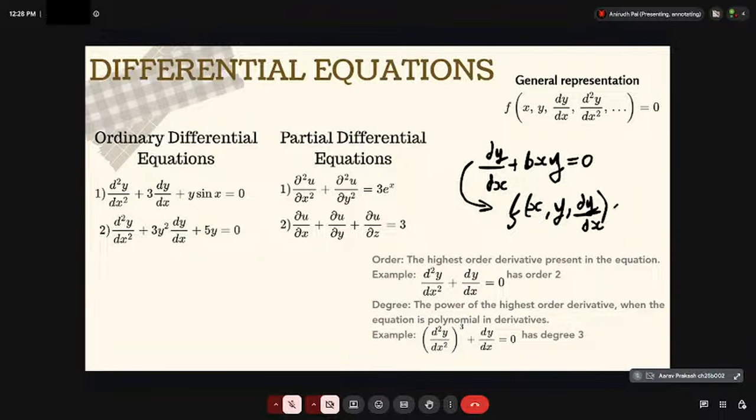And here, y can be the independent variable or x can be the independent variable. It can be anything. Generally, this is a way of writing a differential equation. And obviously, you can write many more variables, like you can add z, you can add d cube z by dx cube, whatever you like. But this is the general representation of it. If you want to talk about the different types of differential equations, generally speaking, there are two kinds. One is the ordinary differential equation, and the other is the partial differential equation.